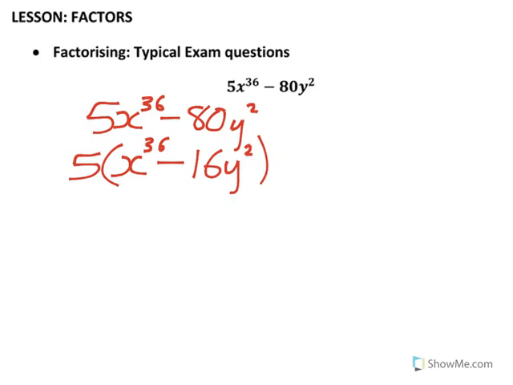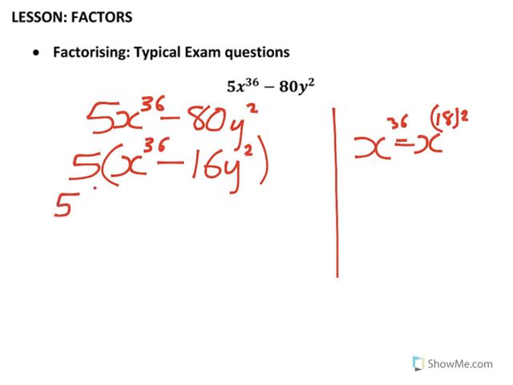But the trick now is the power of 36. What do we do with x to the power 36? Now look at this. We're going to look at it again in exponents, but x to the power 36 is the same as x to the power 18 times 2. You understand? So you're going to have 5, x to the power 18. In a way, you put another bracket, there is a 2 there. Why? Because 2 times 18 is 36.